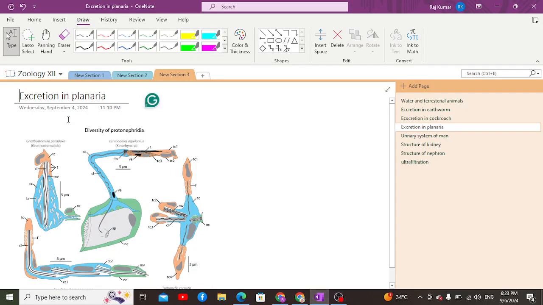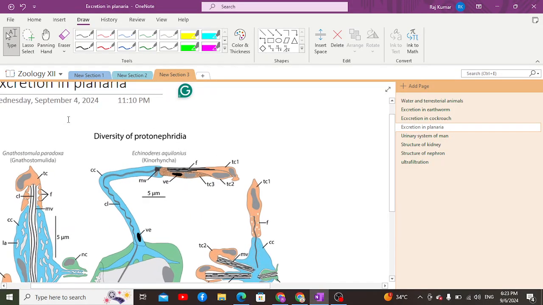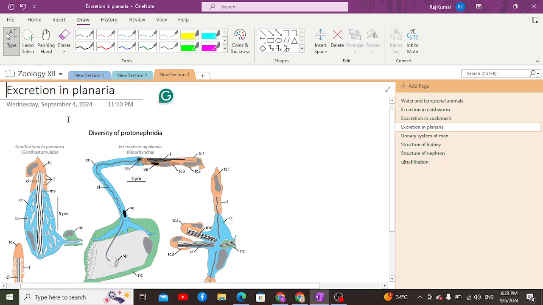Greetings everybody. So today we are going to discuss excretion in planaria. Planaria is an organism which belongs to the phylum Platyhelminthes, and that basically has its excretory organ as protonephridia.